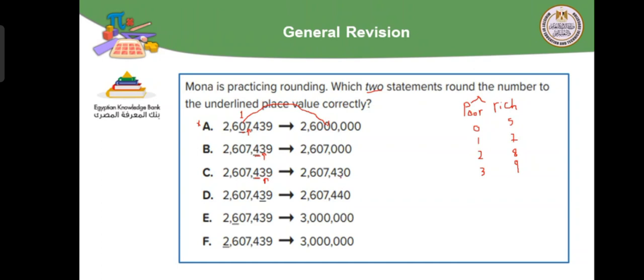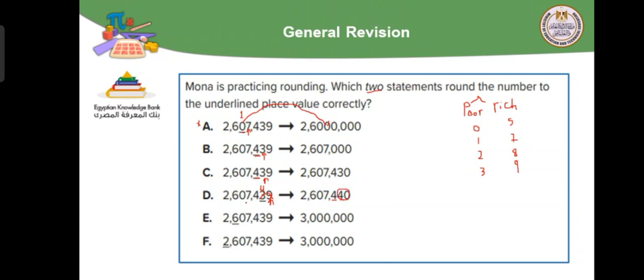What about D? 3 at the tens. Look at here. This is 9. 9 is rich, not poor. So I'm rich, so yeah, I give 3 one. So it will change to 4 and 9 will be 0. So we find this, yeah, 3 will be 4 and 9 will be 0. So it's what? It's correct.